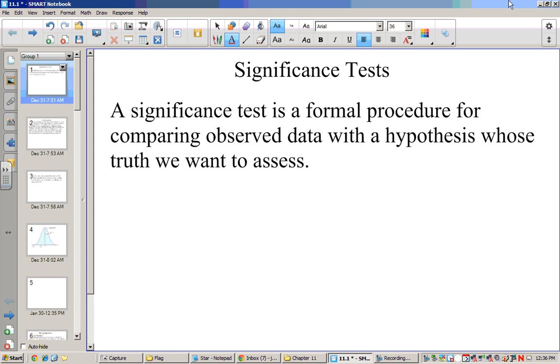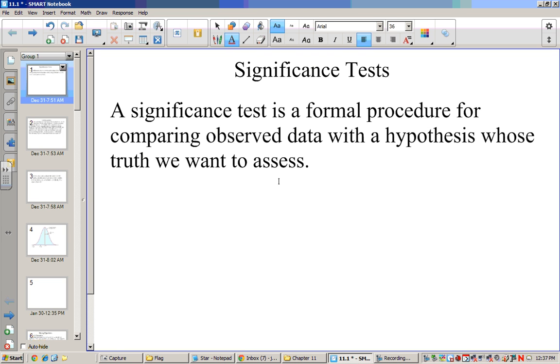Now they are used everywhere from the medical field to psychology. Anytime anybody does an experiment, generally a significance test is performed. And a significance test is just a formal procedure for comparing observed data with a hypothesis whose truth we want to assess.